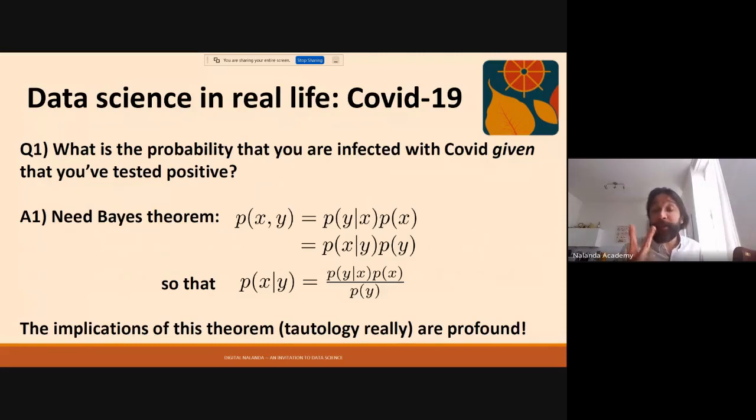If two things happen, both X and Y, then this has to be true, and vice versa, this has to be true.